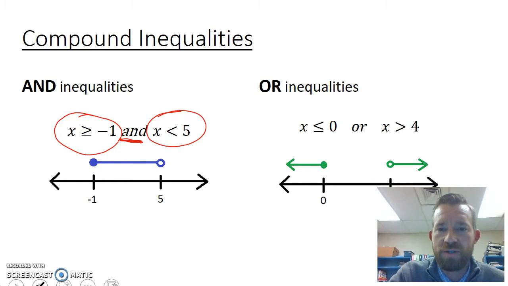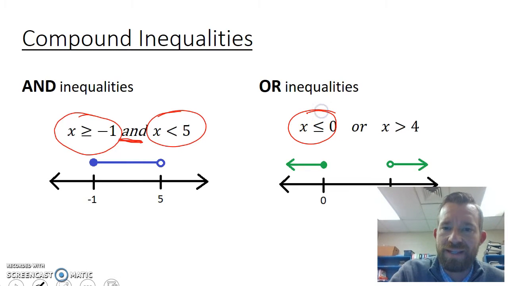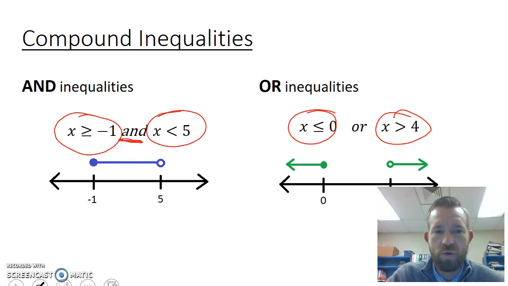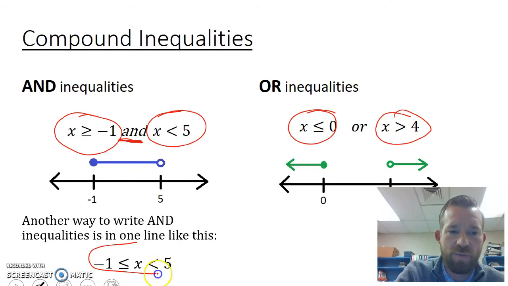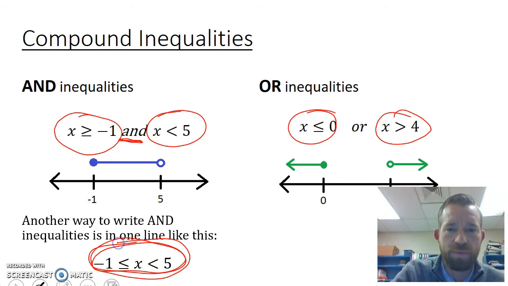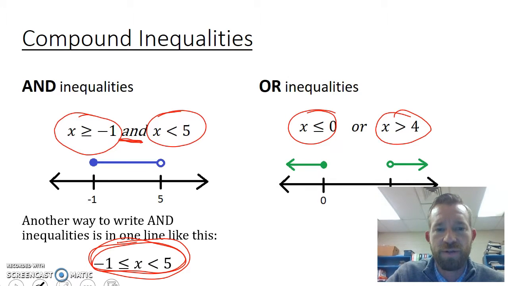The OR problem is a little bit easier because you don't have to do anything. Less than 0, less than or equal to 0, you graph that. Greater than 4, you graph that, and the problem's over. One extra side note: sometimes we can also write AND inequalities using one complete sentence here. We can't do the similar thing with OR problems, just with AND problems.